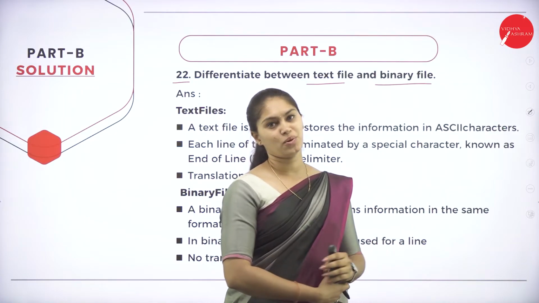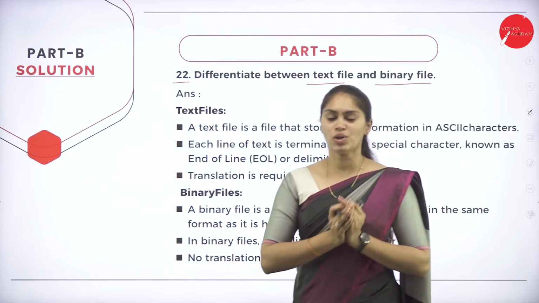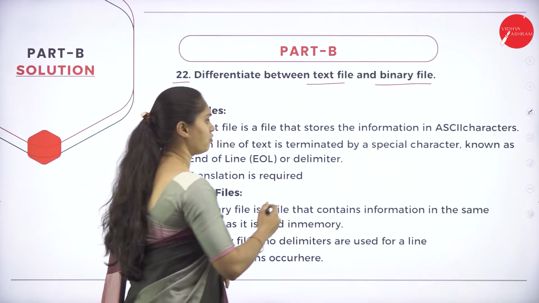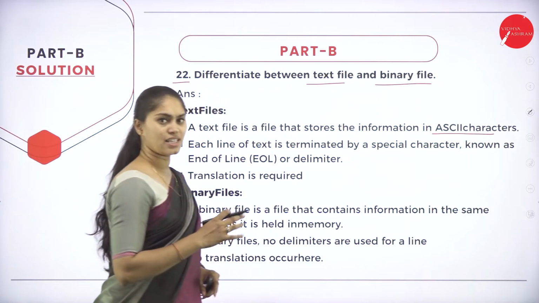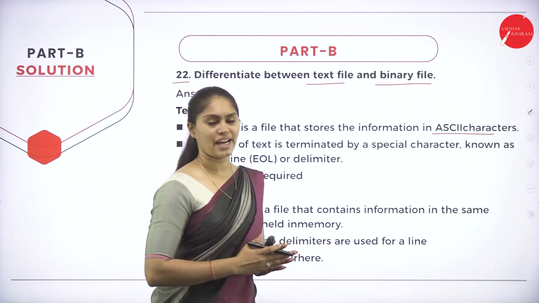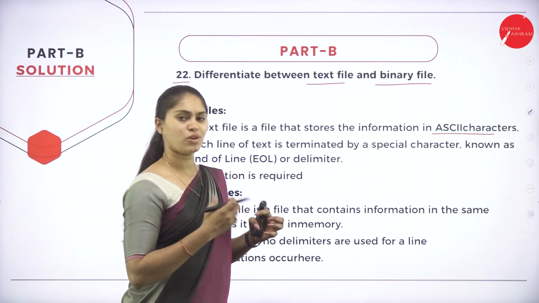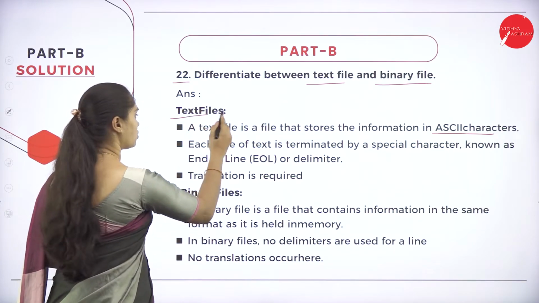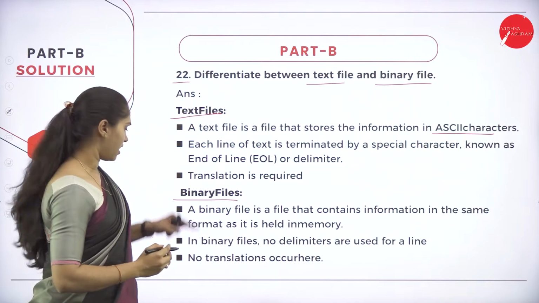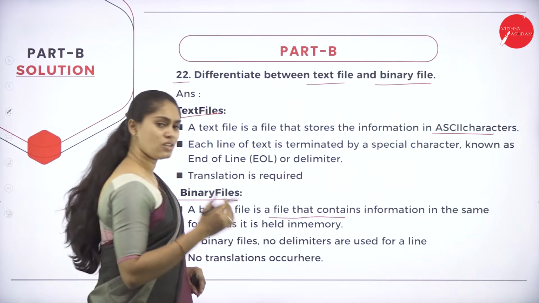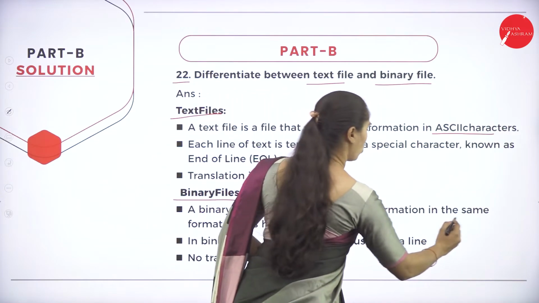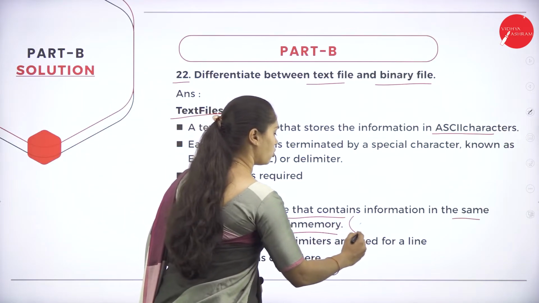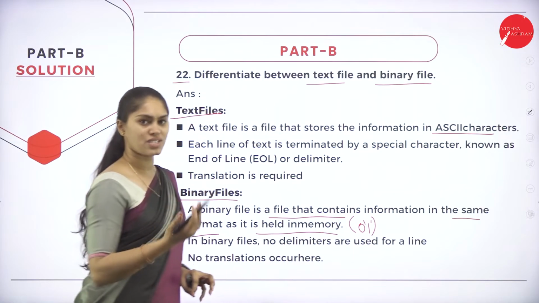As we all know, the computer understands only zeros and ones. When it comes to the text file, it stores the information in ASCII characters, that is American Standard Code for Information Interchange. In that manner, it stores all the data which resides in a file of the type text file. But what about the binary file? The information is stored in the same format which is held in memory. That means it holds the data and values in terms of zeros and ones.